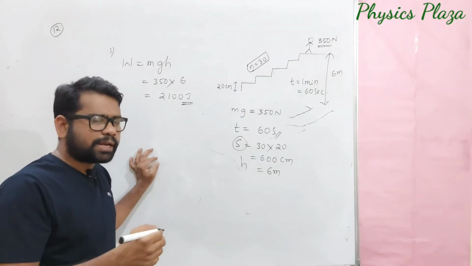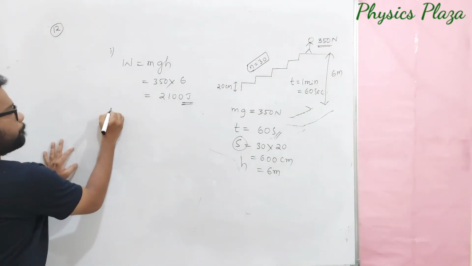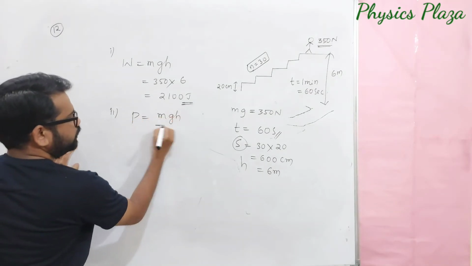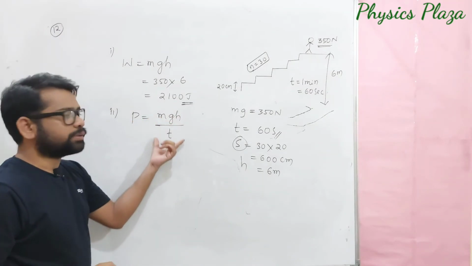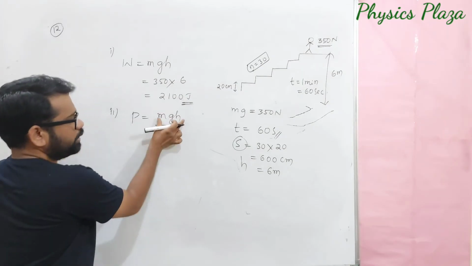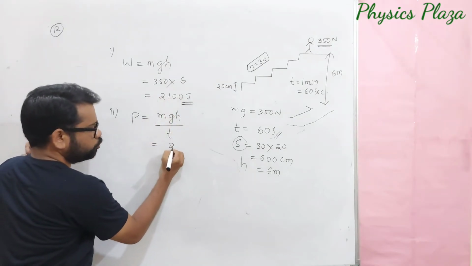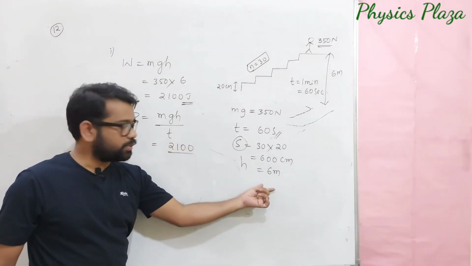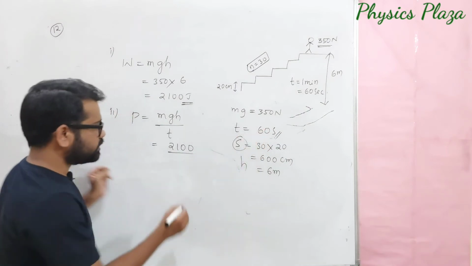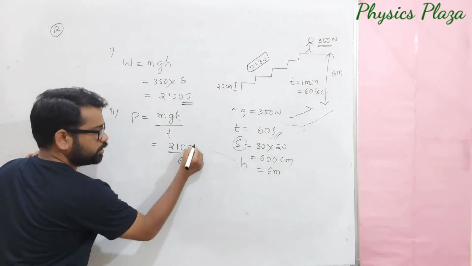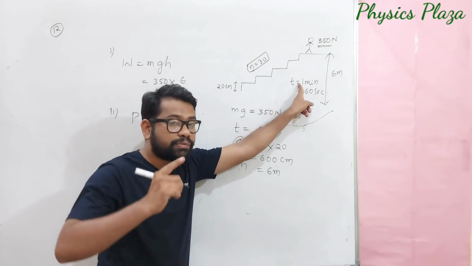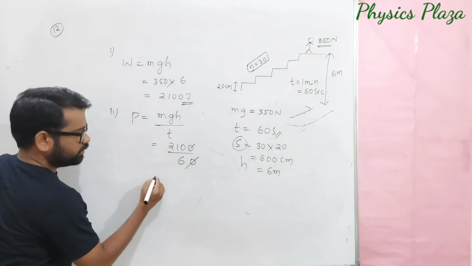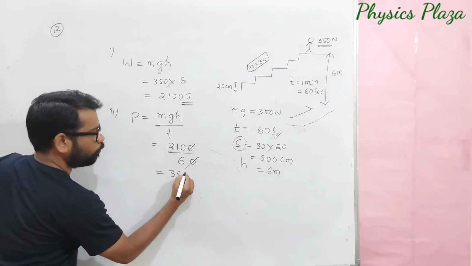2100 joules. Now let us calculate the power spent. So children, power spent is equal to what? Power is equal to the work done against gravity, mgh, divided by time. That is work by time only. We already calculated mgh here, it is 2100. And the time given is how much? Sorry, it is 60 seconds. Children, 1 minute is given, which we convert into seconds. So 2100 by 60 will be 35 watts.